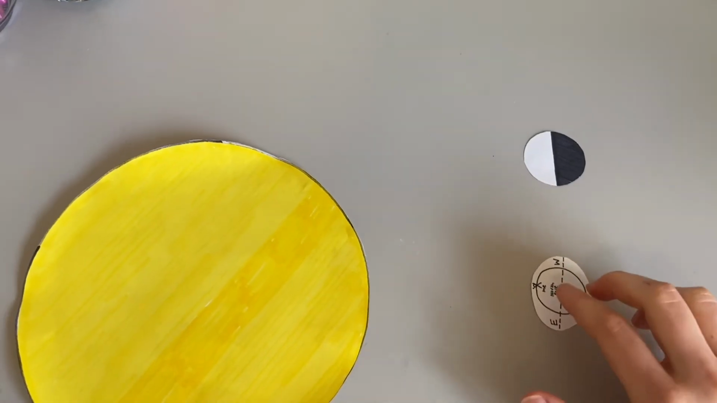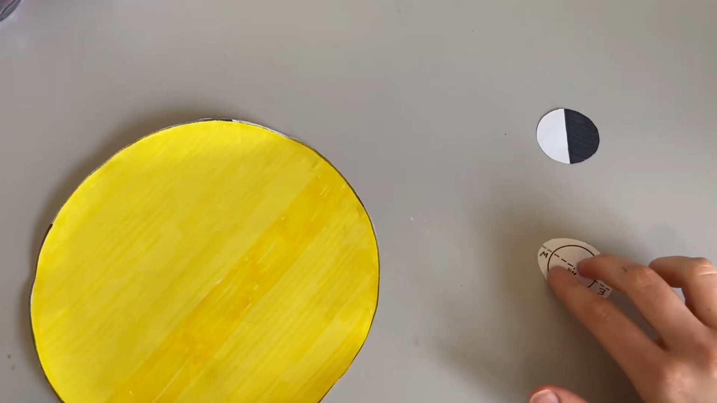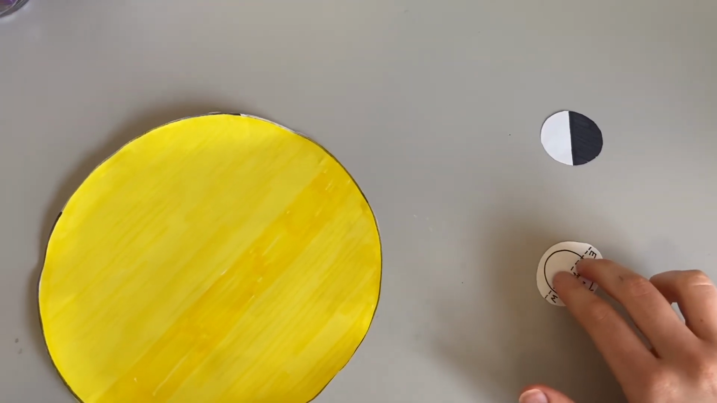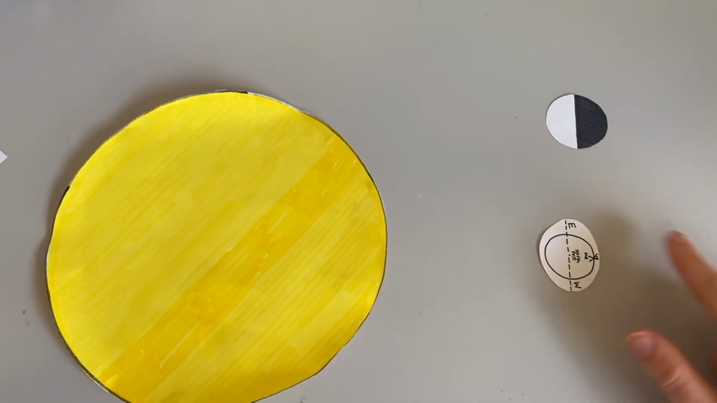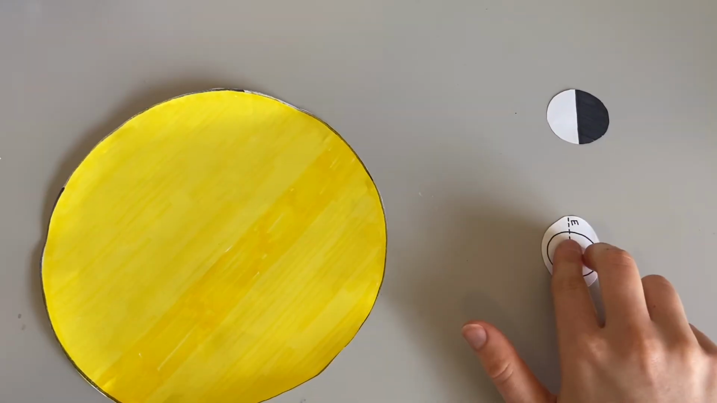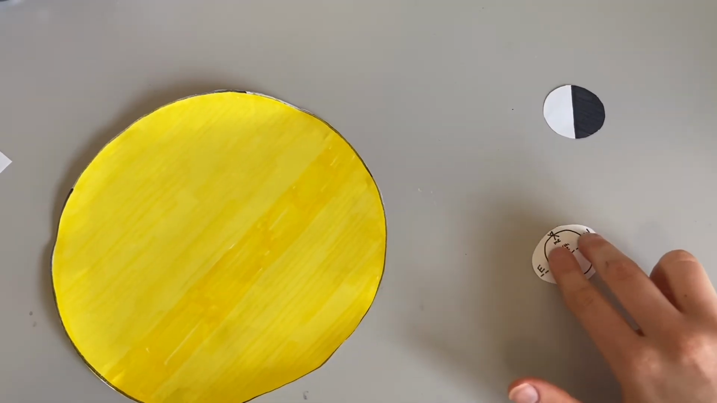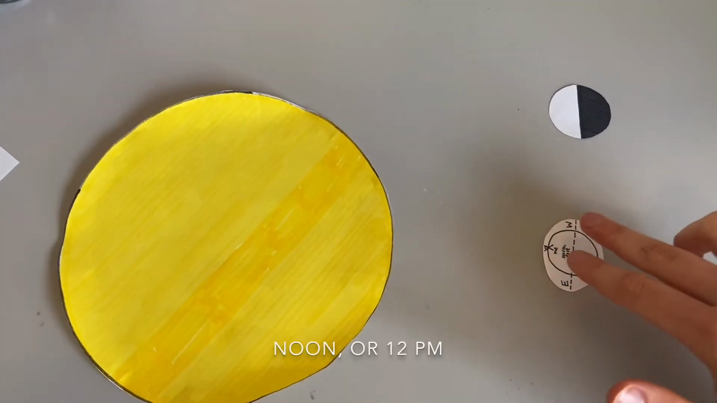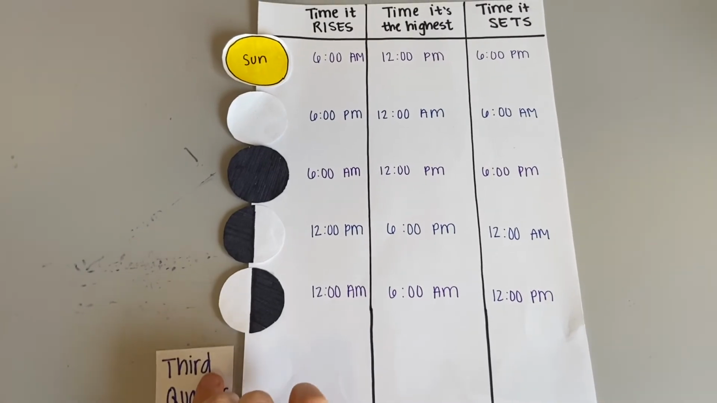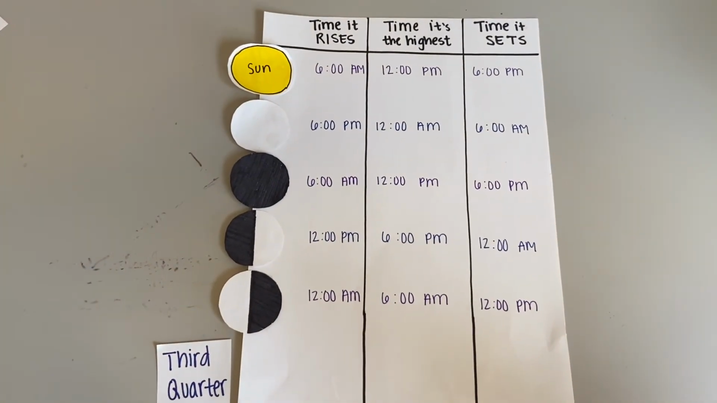The opposite of the first quarter is the third quarter because it is on the opposite side of the Earth. During this third quarter phase, at midnight, the moon will be rising. At 6 a.m. when the sun is rising, the moon will be at its highest point, and then at noon, it will be setting.